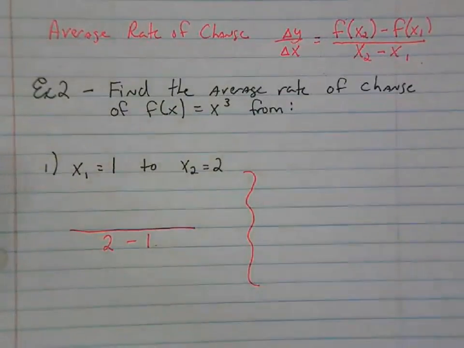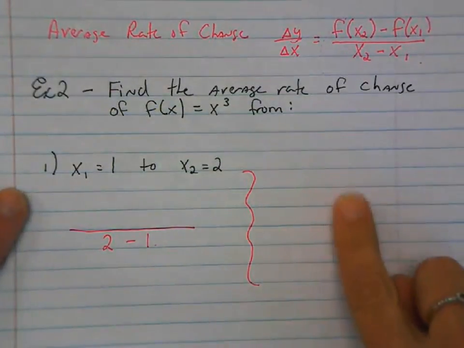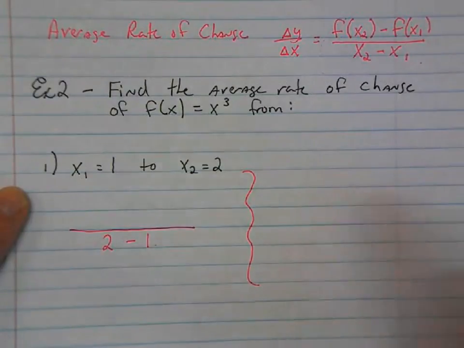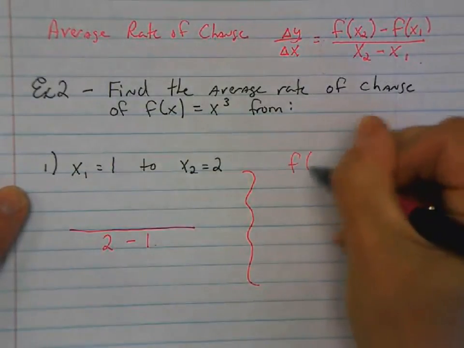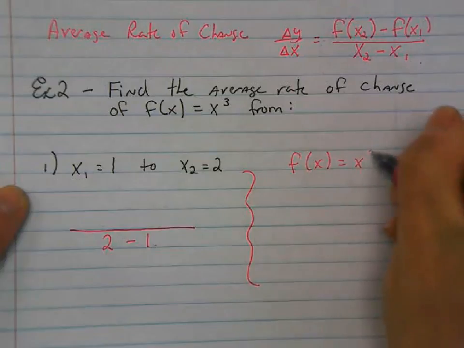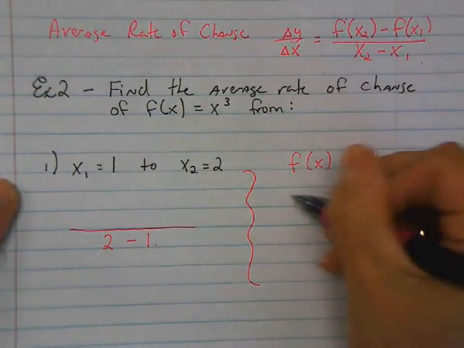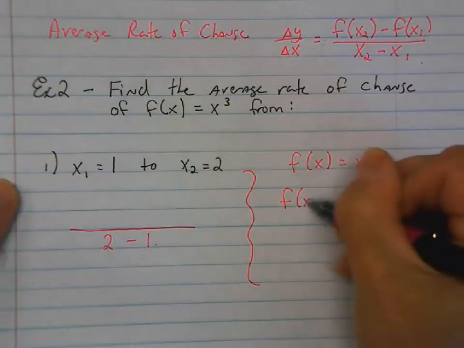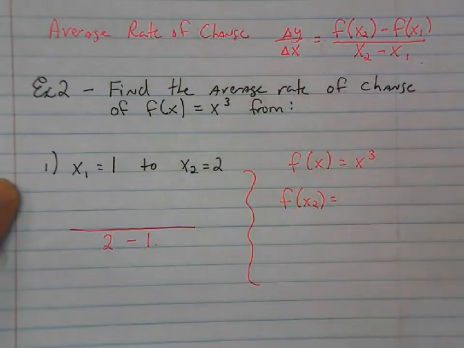Now to get the numerator, I like to come over here to the side. So I know that f of x is equal to x cubed this time around. So I want f of x sub 2. I want to know what that's equal to. Well, what is x sub 2?